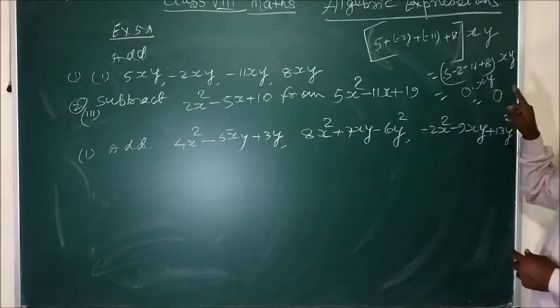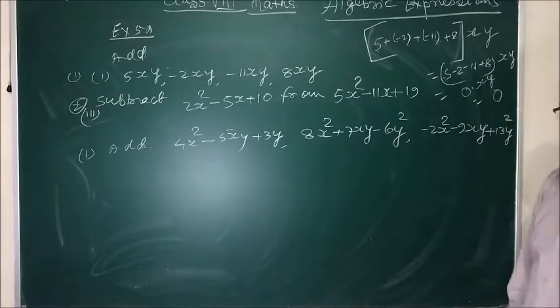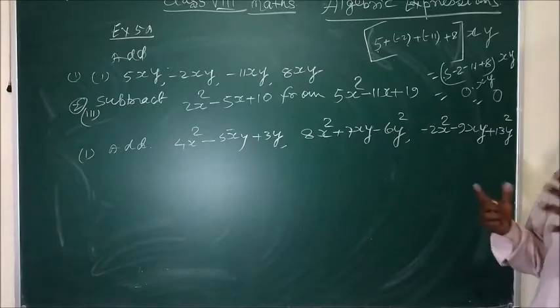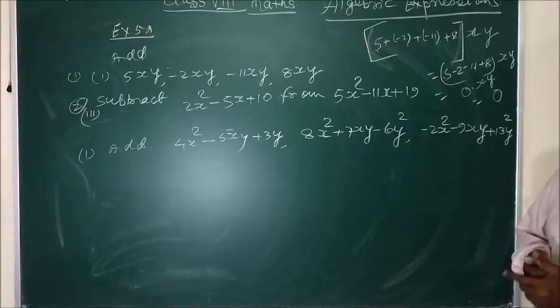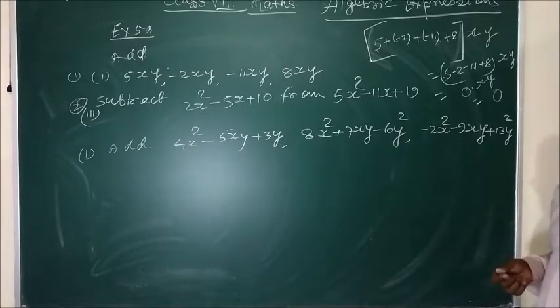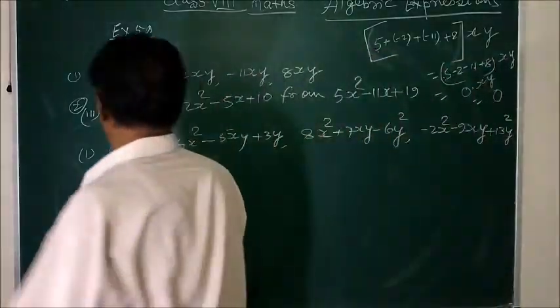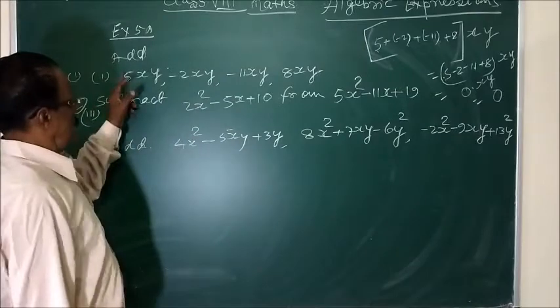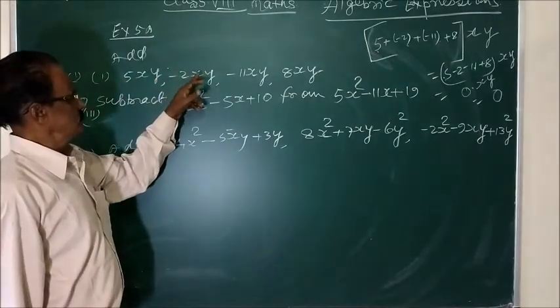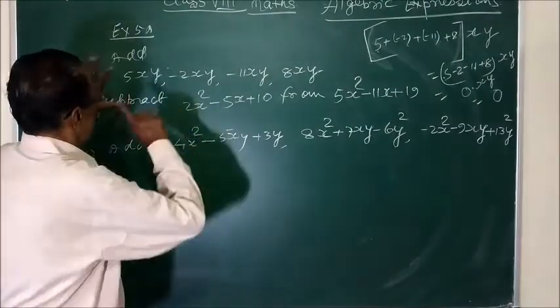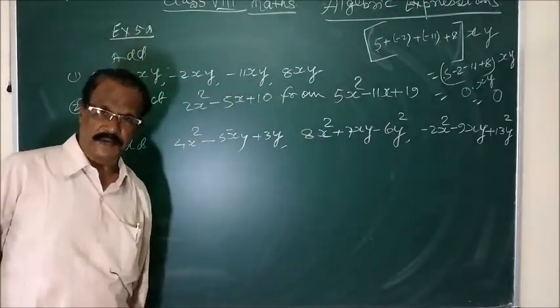How did you get 0? Because this is the property of 0: 0 multiplied to any number or any term, the product we always get is 0. So this is the solution of question number 1. 5xy minus 2xy minus 11xy plus 8xy, and this is the sum of all these four terms.